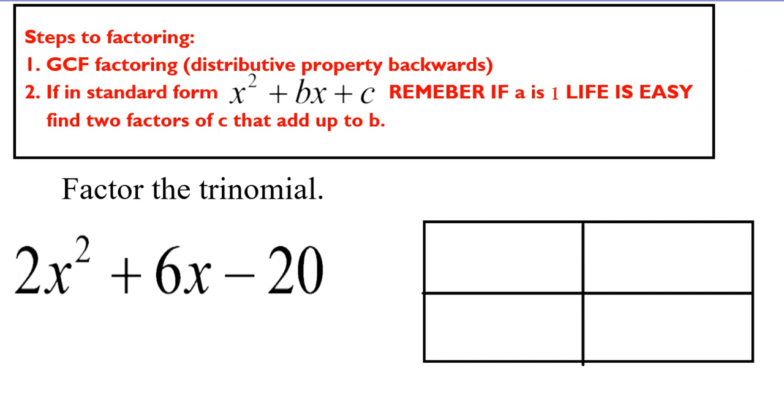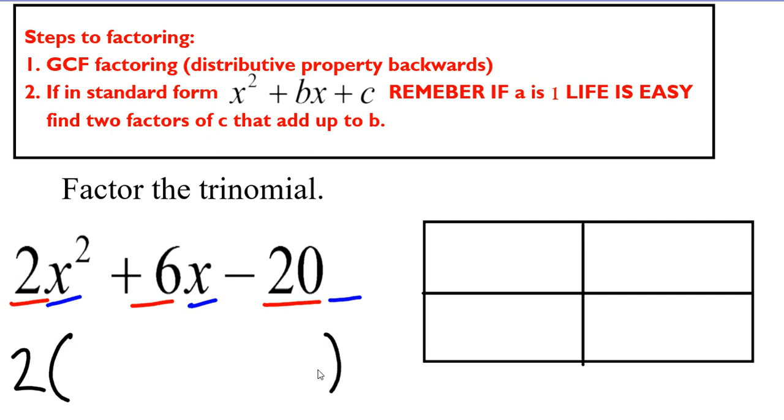Try another one. Step one is do greatest common factor factoring. Simplify first. You'll notice that this one actually has something I can divide out of everything. If I look, what number can I divide out of 2, 6, and negative 20? They're all divisible by 2, so I'm going to divide out a 2. However, if I look at x squared, x, and no x's, they all don't have x's, so I can't divide an x out. All I can divide out is a 2.